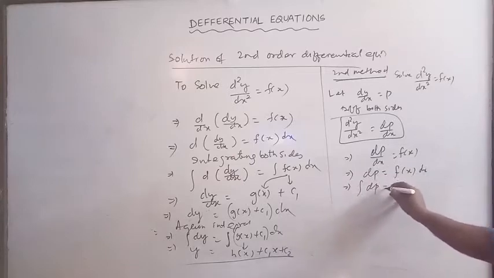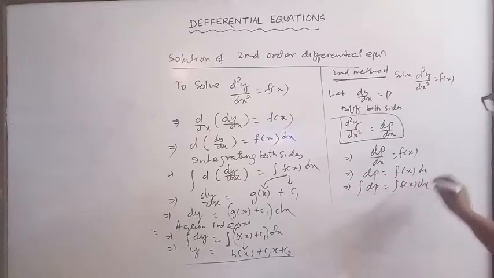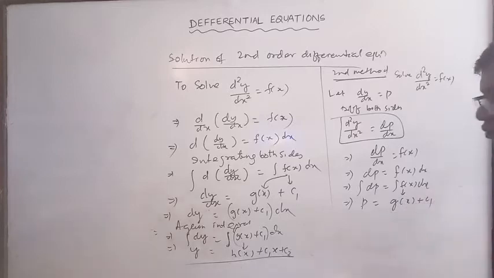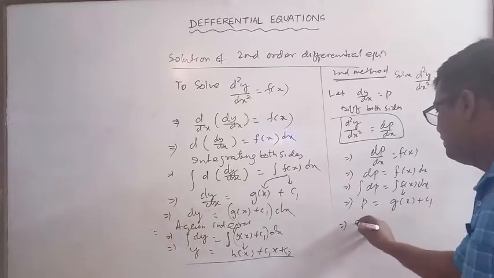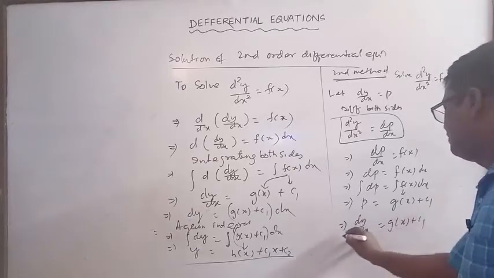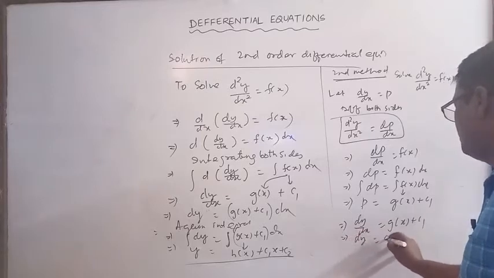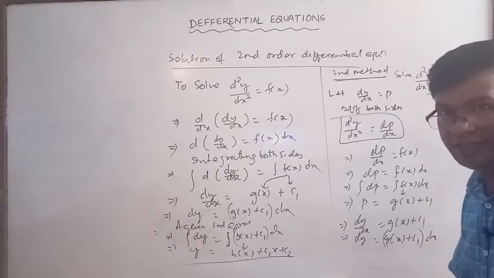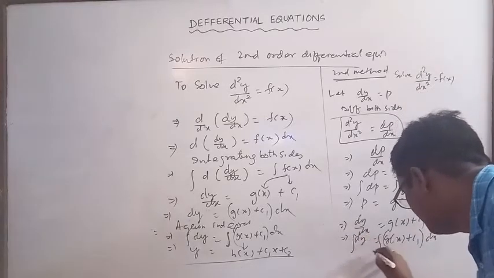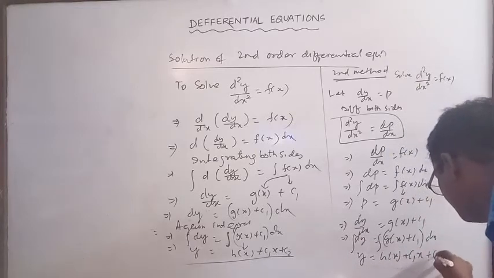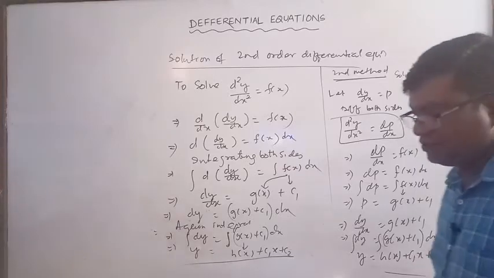Integrating, integration of dp is integration of f of x dx. So p, and suppose this integration is g of x plus c1. Now p is equal to dy by dx, so dy by dx is g of x plus c1. Now dy is equal to g of x plus c1 into dx. Again integrating both sides, y is equal to h of x plus c1 x plus c2. This is another method.